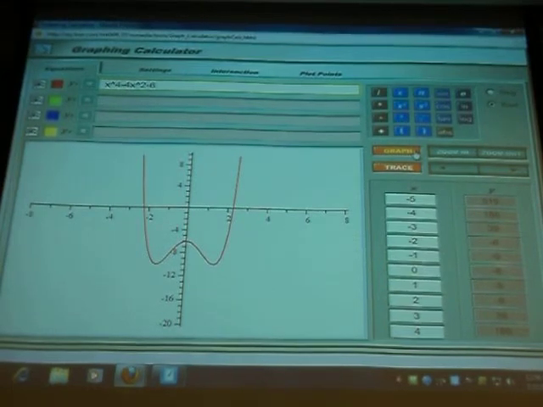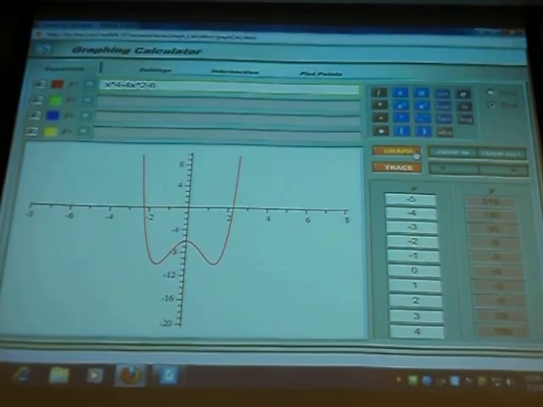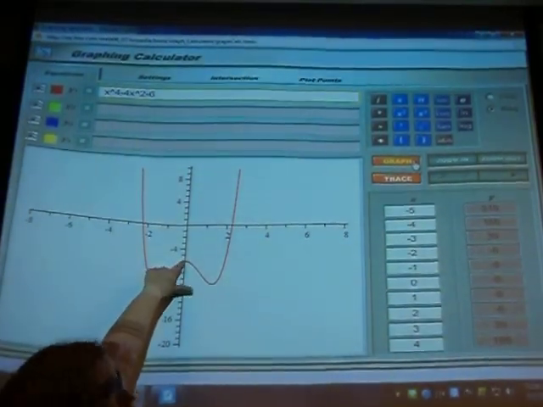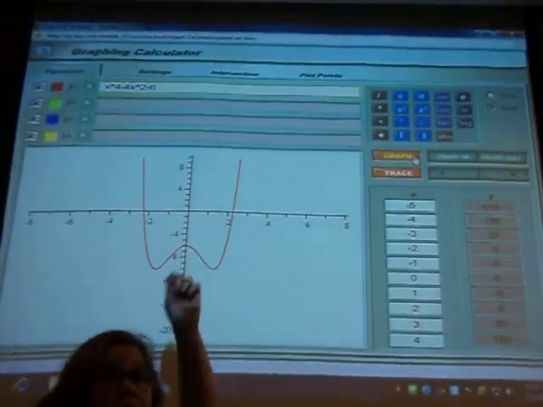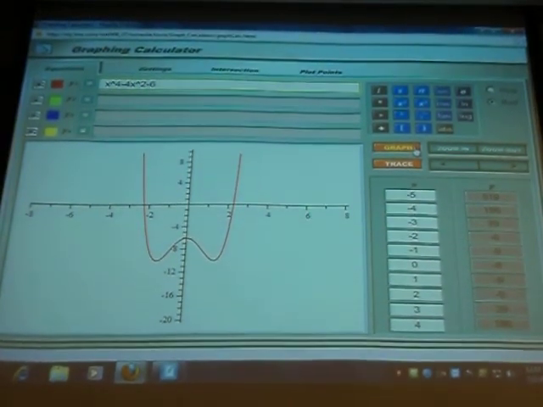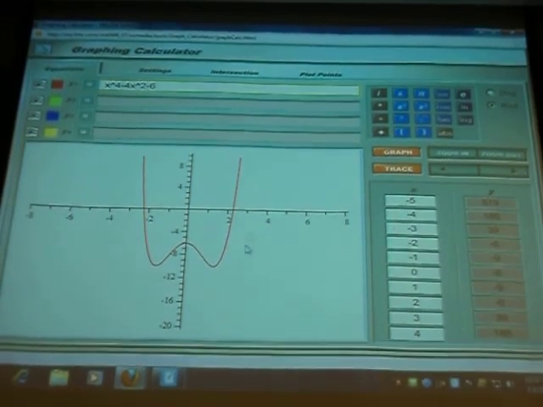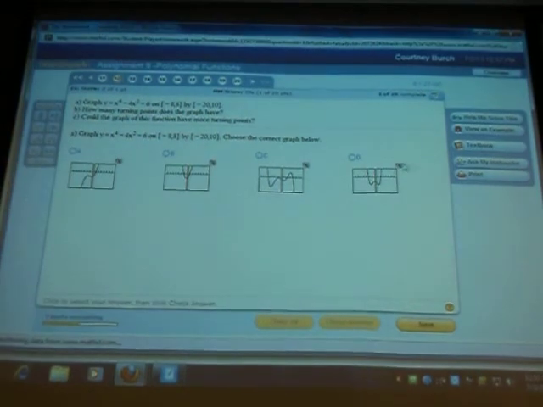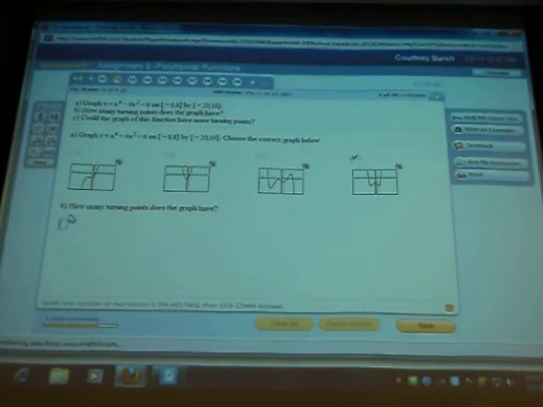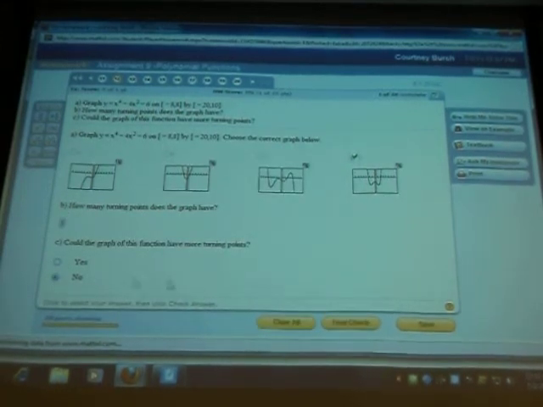Okay. Now, how many turning points does this have? 3? Okay. There's one here. It changes direction here. There's one in the middle here. And one here. So I've got 3 turning points. Can I have any more turning points than that? No. Okay, one less than the degree is the maximum. Alright, so that's my graph. I've got 3 turning points. Can I have more? No.